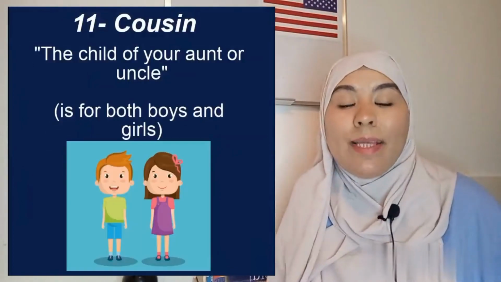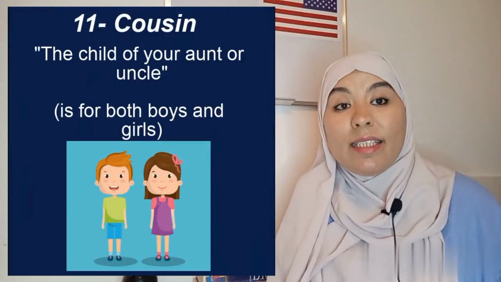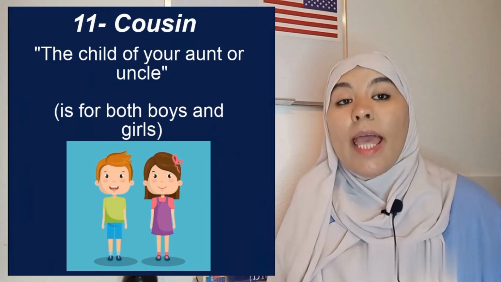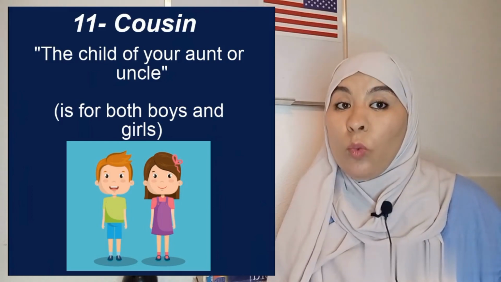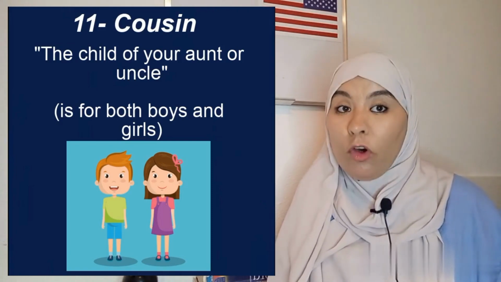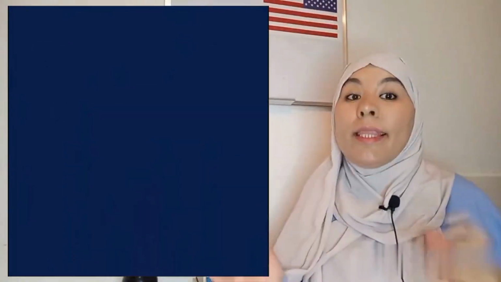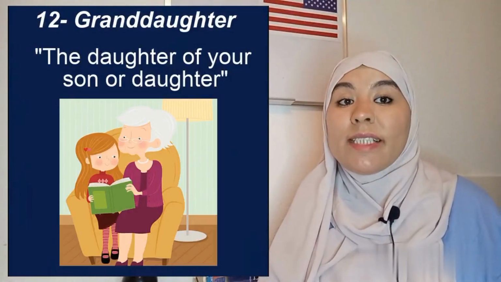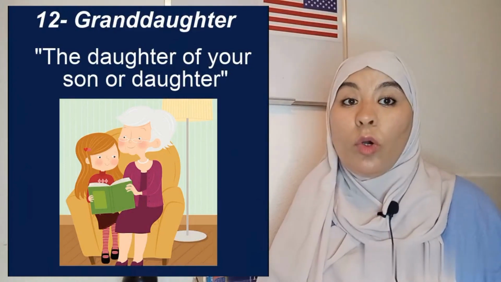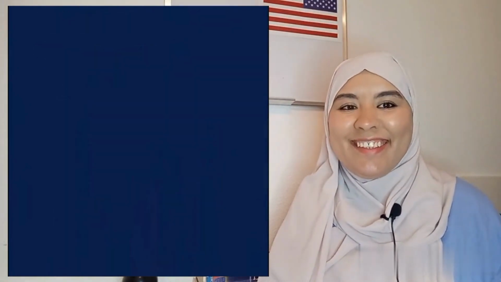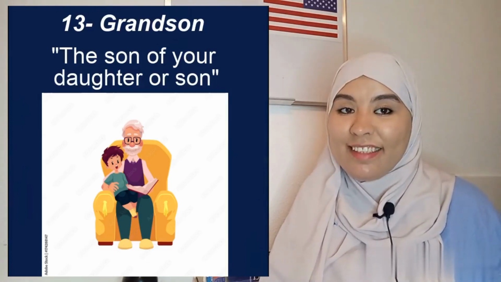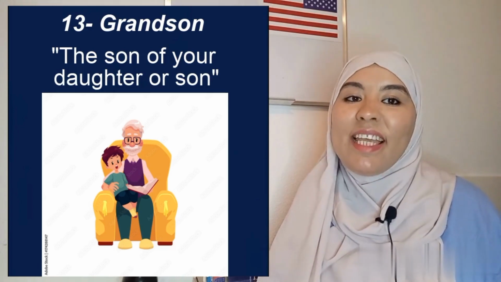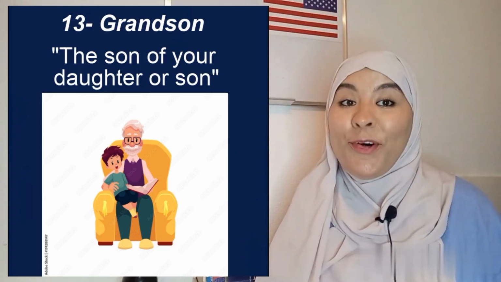Number 11, cousin. Cousin is the child of your uncle or your aunt. And by the way, we can use the word cousin for both boys and girls. Number 12, granddaughter. Granddaughter is the daughter of your son or daughter. Number 13, and this is the last one, grandson. Grandson is the son of your daughter or your son.